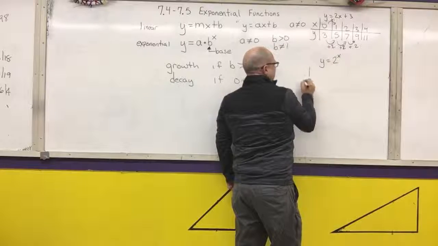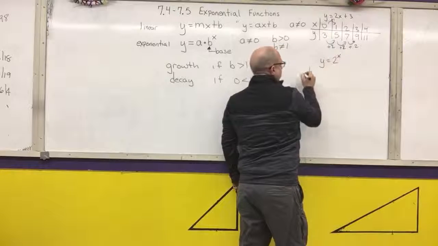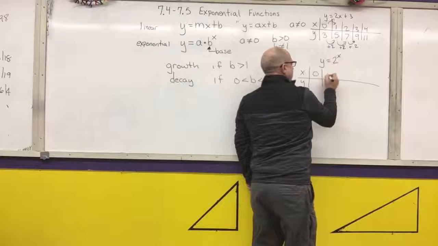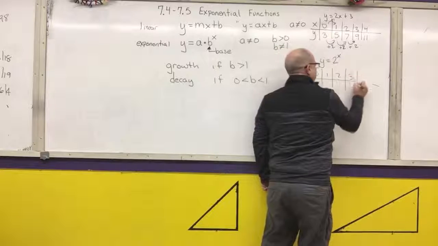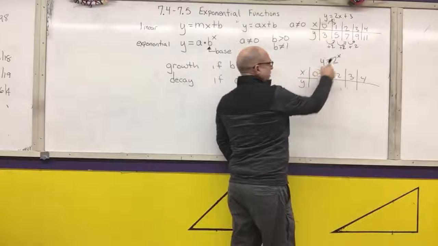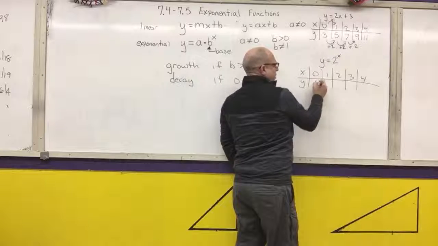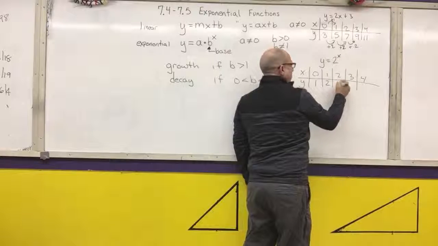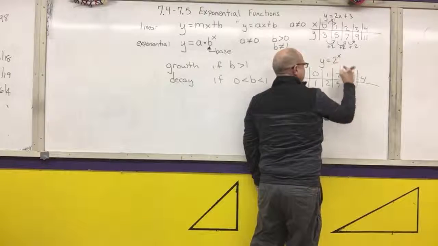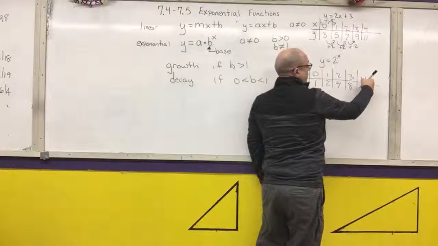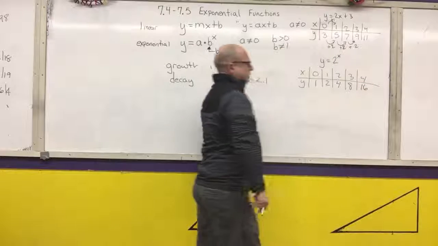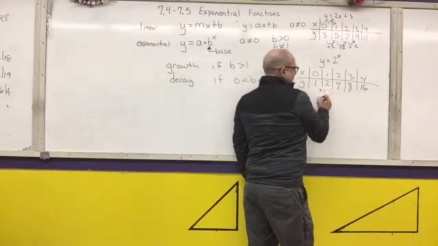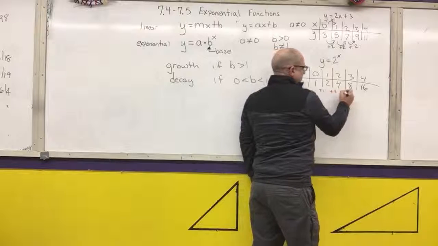So I'm going to put the same numbers in, 0, 1, 2, 3, and 4 for my x. Put a 0 in here. 2 to the 0th is 1. 2 to the 1st is 2. 2 squared is 4. 2 cubed is 8. 2 to the 4th is 16. And if you notice here, going from here to here, I add 1. Going from here to here, I add 2. Then I add 4.